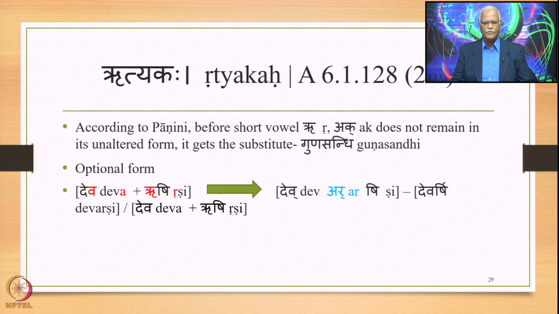So this situation results in an optional form. According to Panini, guṇa-sandhi takes place. According to Shakalya, no guṇa-sandhi takes place. So we have deva plus rishi as the input, 6187 applies, and the output generated is dev, ar and shi, and when this is joined together we get devarshi, or by the application of 61128 we also get deva plus rishi.